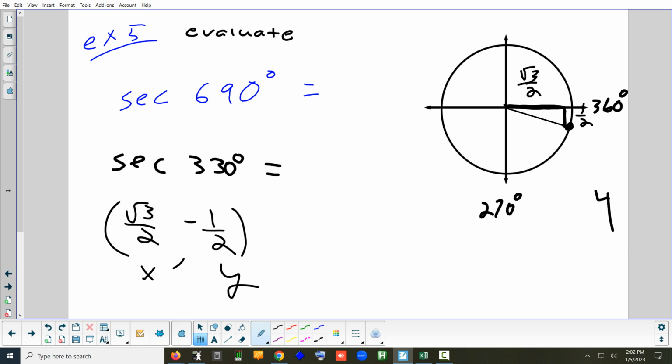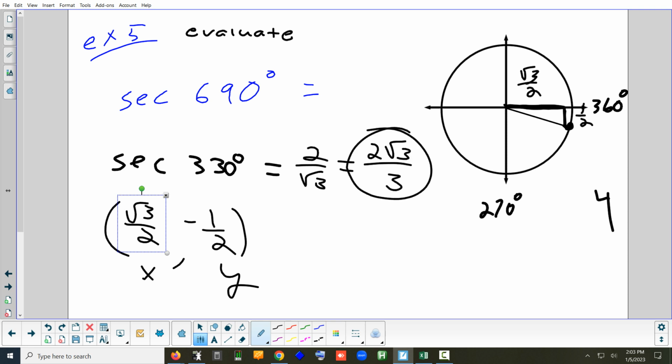So Grady, when we do secant, which one do we flip? Is it the x? Yep, it's when we flip the one that would be for the cosine. So it's going to be 2 over root 3. And when I fix it, Sam, what's that going to be so the root goes in the top? 2 times square root of 3 over 3. Yep, 2 times the square root of 3 over 3. Good.